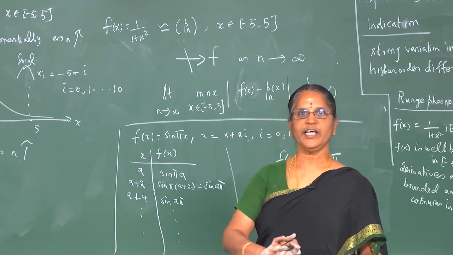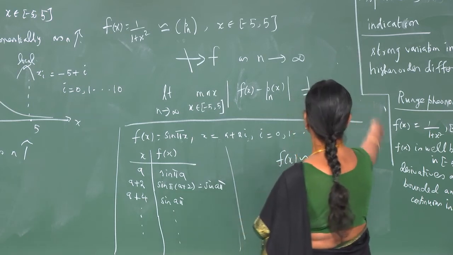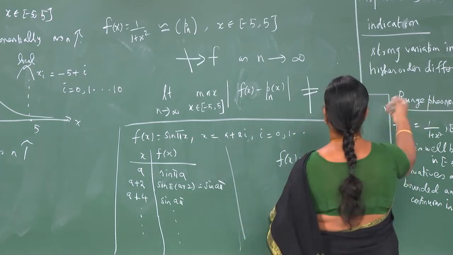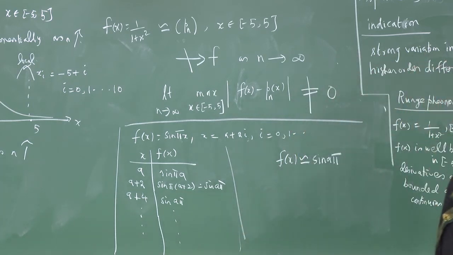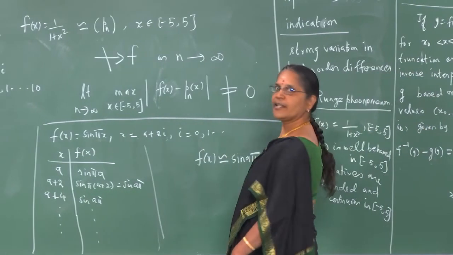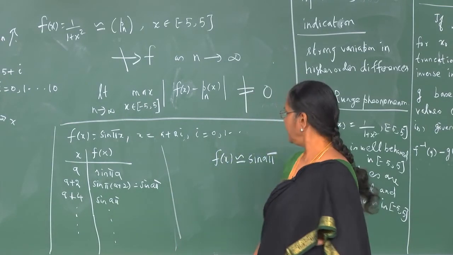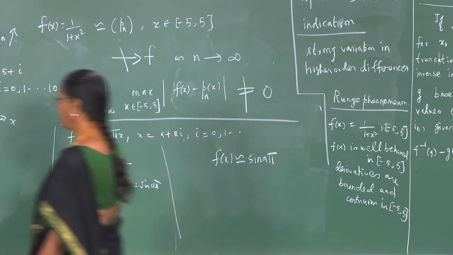There are absolutely no indications which we had listed, namely we did not observe any strong variation in the higher order differences. So, we thought that our results would be reliable, but this does not happen. Let us see another example.